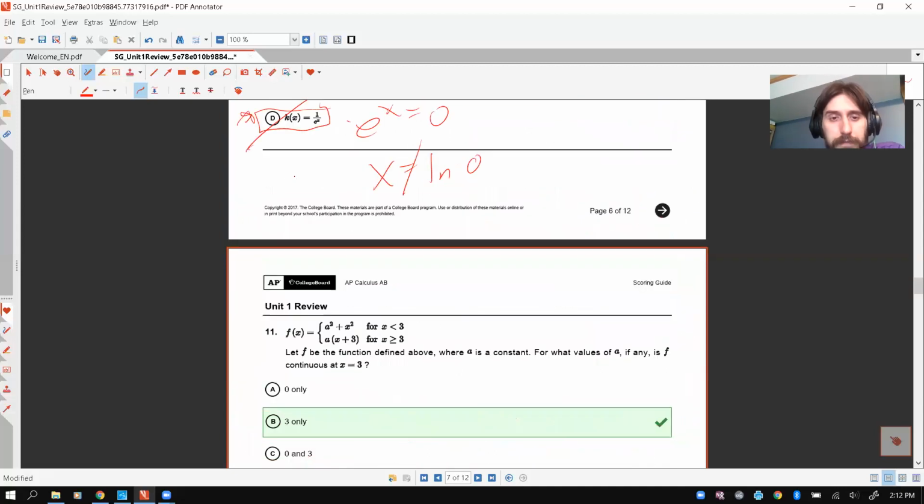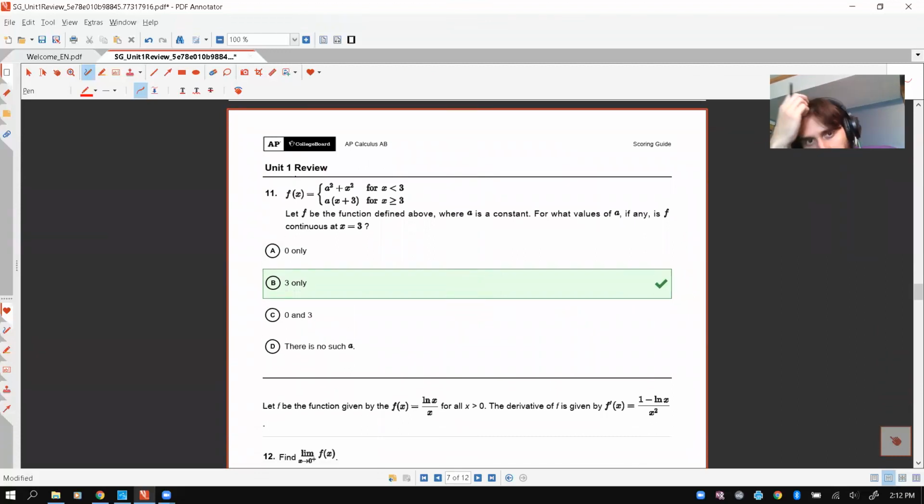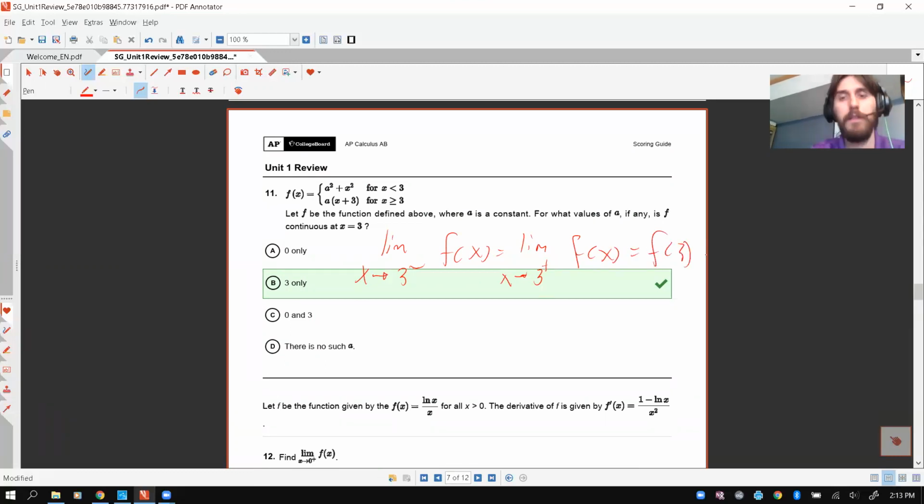All right. Number 11. So again, we're running into another one of these continuity questions. So the question becomes, if a is a constant, what values of a, if any, make the function continuous at x equals 3? So we want the limit as x approaches 3 from the left of f of x to equal the limit as x approaches 3 from the right of f of x, and we want that to equal f of 3. That's the requirement in order for it to be continuous.